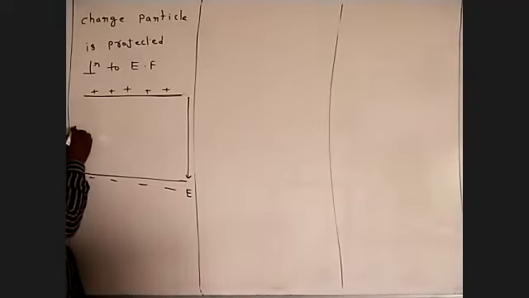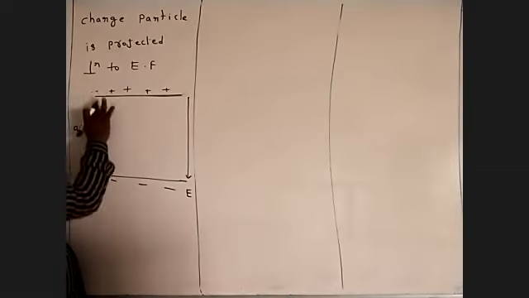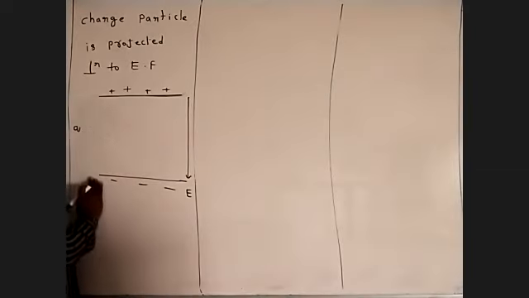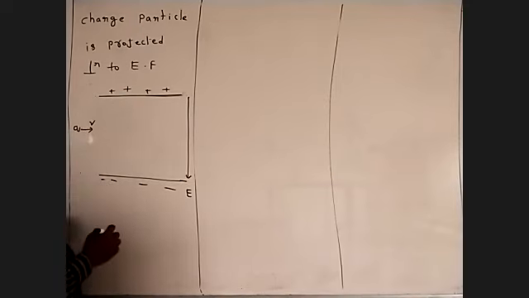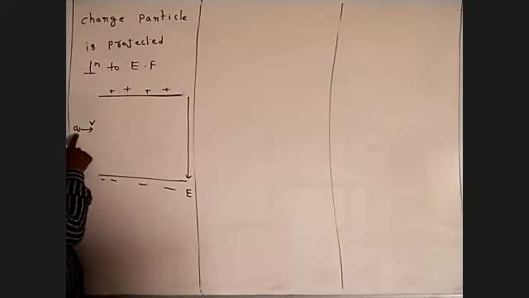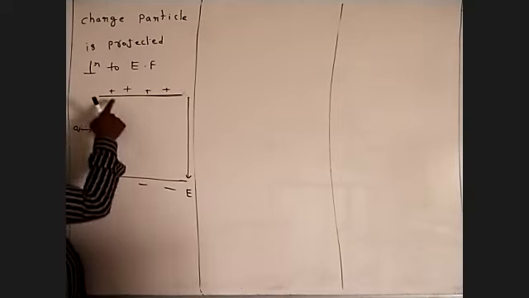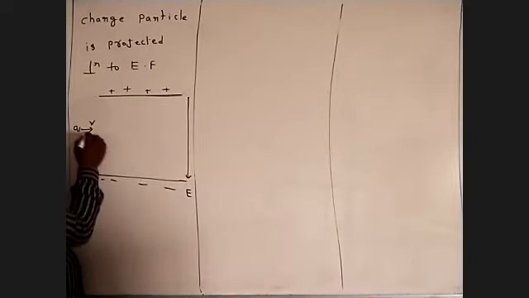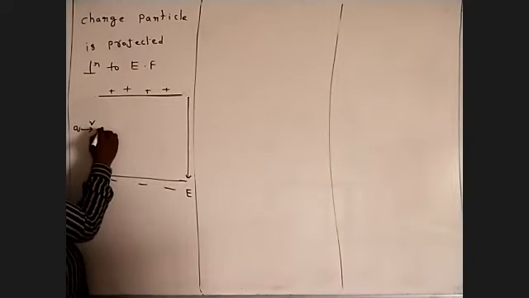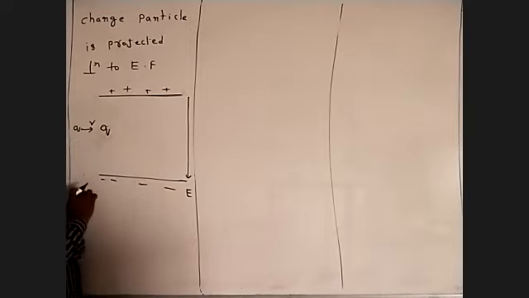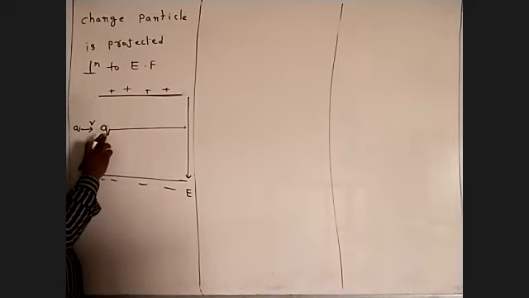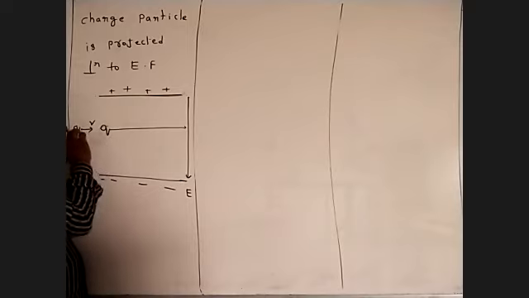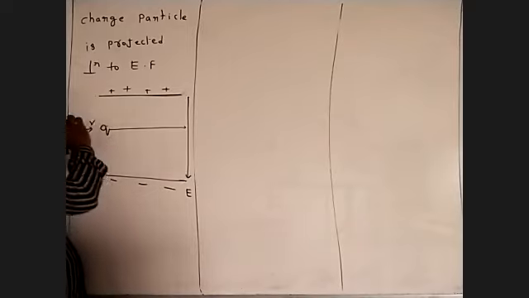Now this is a positive charge. The positive charge is projected with a velocity v perpendicular to the field. The positive charge is entering into the field. This positive charge moves with a velocity v. The charge tries to go straight.